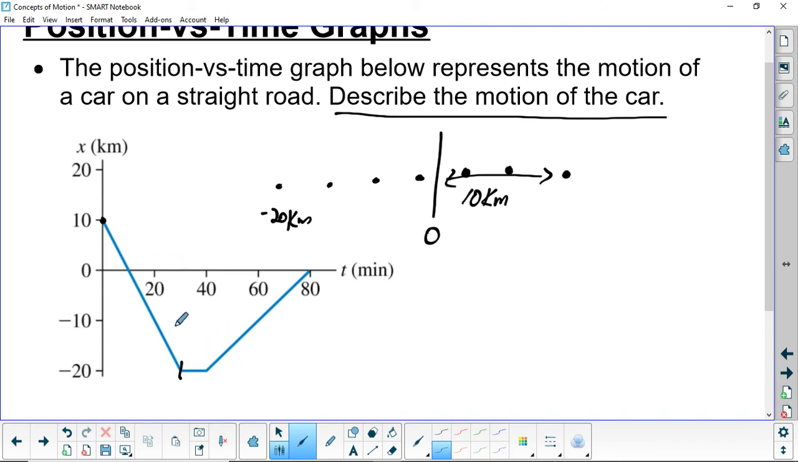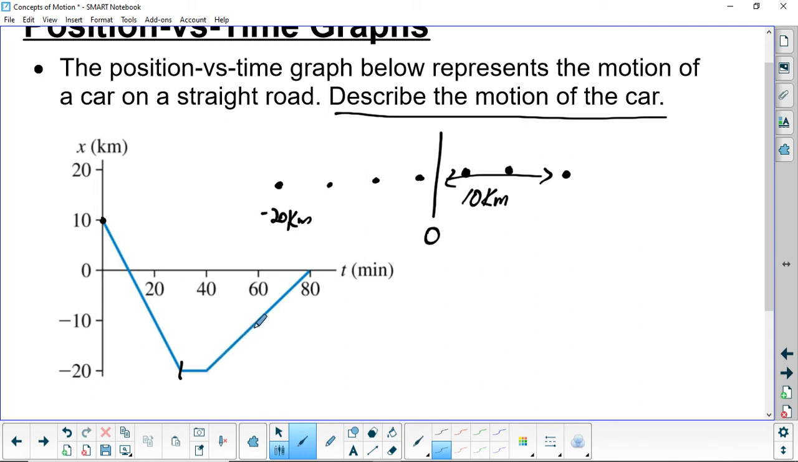At approximately 25 minutes, the car has gotten all the way to here, and the car stops. It's just a flat line here. What does that mean? We're not moving with the car. And for some of you, it's going to be hard to see in a position versus time graph because the graph continues here. Time is going on, but the position is staying the same at negative 20. So for these next 10 minutes or so, the car just stays at negative 20 kilometers. And then what happens?